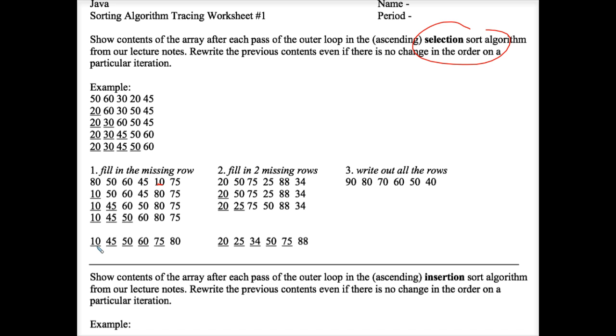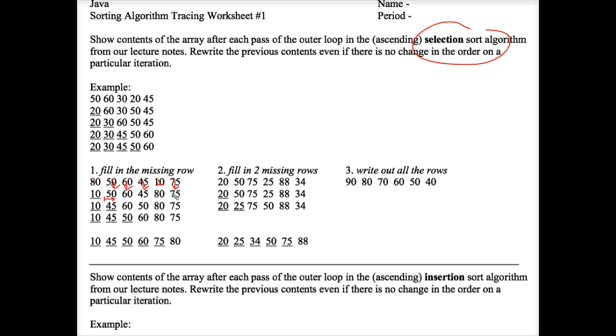And if your goal is to sort in ascending order, that is from low to high, that 10 swaps with the 80. So you can see that I rewrote that on the second line here. Everything else, the 50, the 60, the 45, and the 75, they all remained in place in their respective index positions of the array.